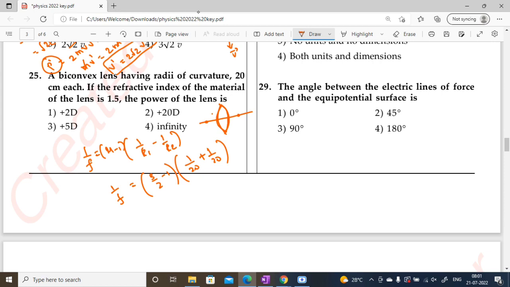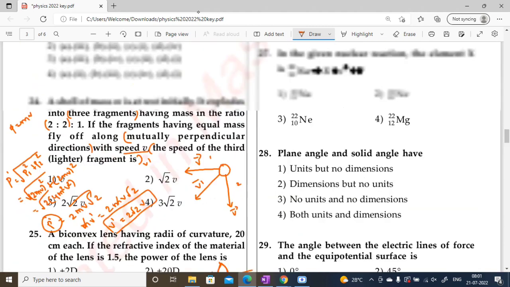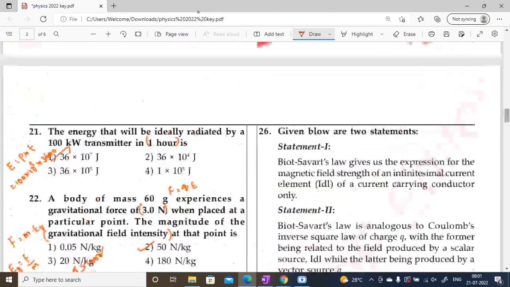So on solving, 1 by F will be 1 by 20. So F is actually 20 centimeter, then power equals 100 by 20. Solving this will be 5 diopters. So plus 5 diopter. Moving to the next statements.